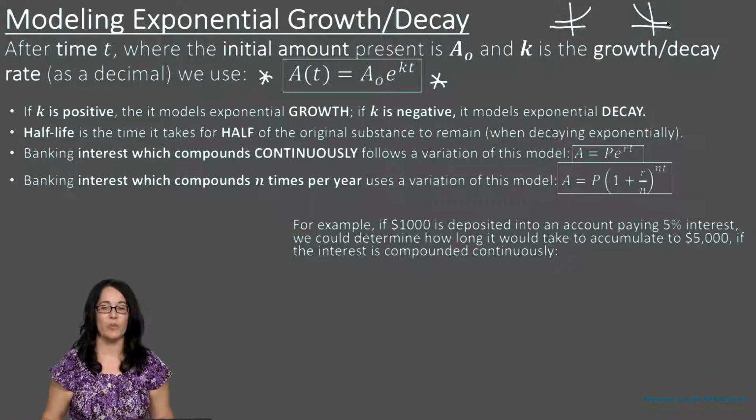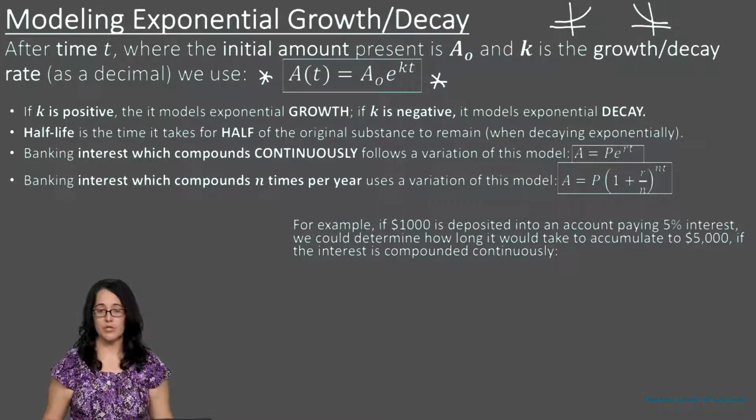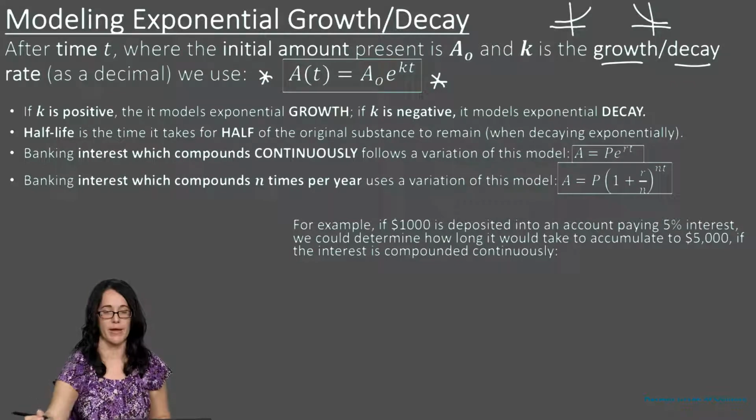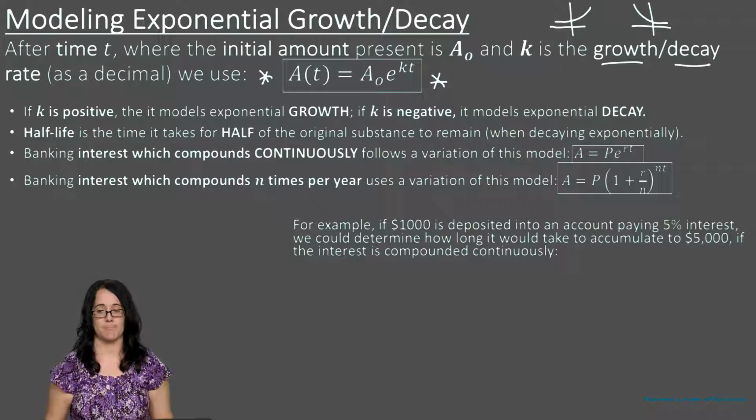In either case, we could use the model A of t, meaning the amount depends on t, which is time. It would equal the initial amount, so that's what A sub 0 is, the initial amount, times e, Euler's number, it's our natural base, right? Euler's number, which is about 2.71. It's that irrational constant, just like pi is irrational, raised to a product, k times t, where k is your growth or your decay rate. Now, it's growing if k is positive, and it's negative when it's decaying, okay? And t is your time, typically in years, but it could be in hours or days, so we have to pay attention to our model, what's going on.